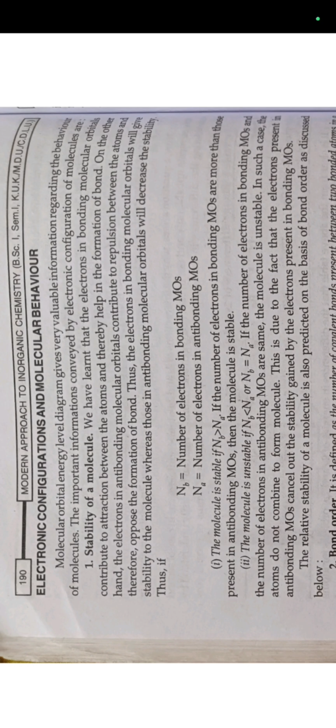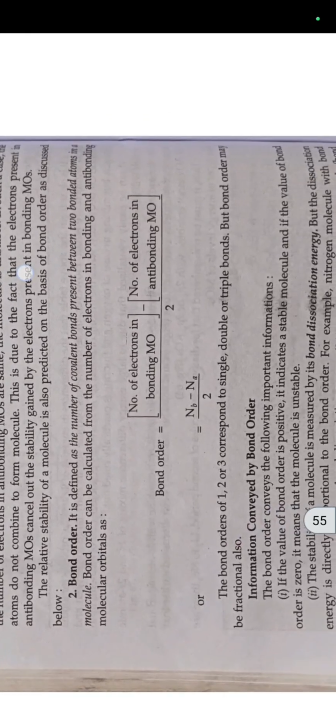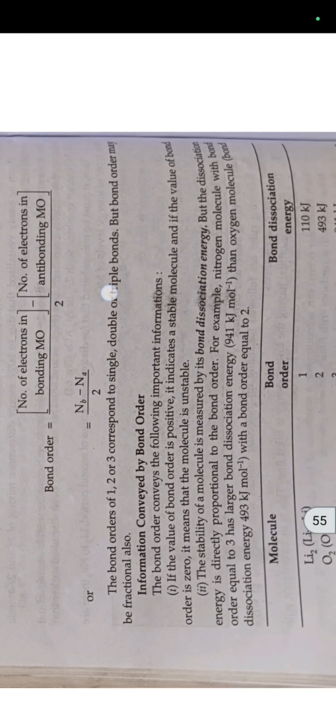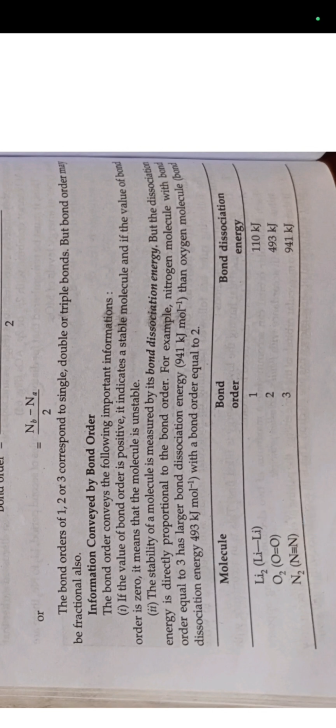Second, bond order. It is defined as the number of covalent bonds present between the two bonded atoms in a molecule. Bond order can be calculated from the number of electrons in bonding and antibonding orbitals. Information conveyed by bond order. The bond order conveys the following important information. If the value of the bond order is positive, it indicates a stable molecule, and if the value of bond order is 0, it means that the molecule is unstable.